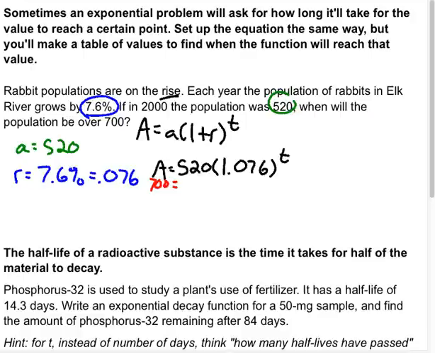Now, we haven't learned the math yet of how to solve this. So what we're going to do is make a table of values. I'm going to just plug in some times, and I'm going to see, all right, am I over 700 yet? Because I want to figure out the first year that it's going to be over 700.